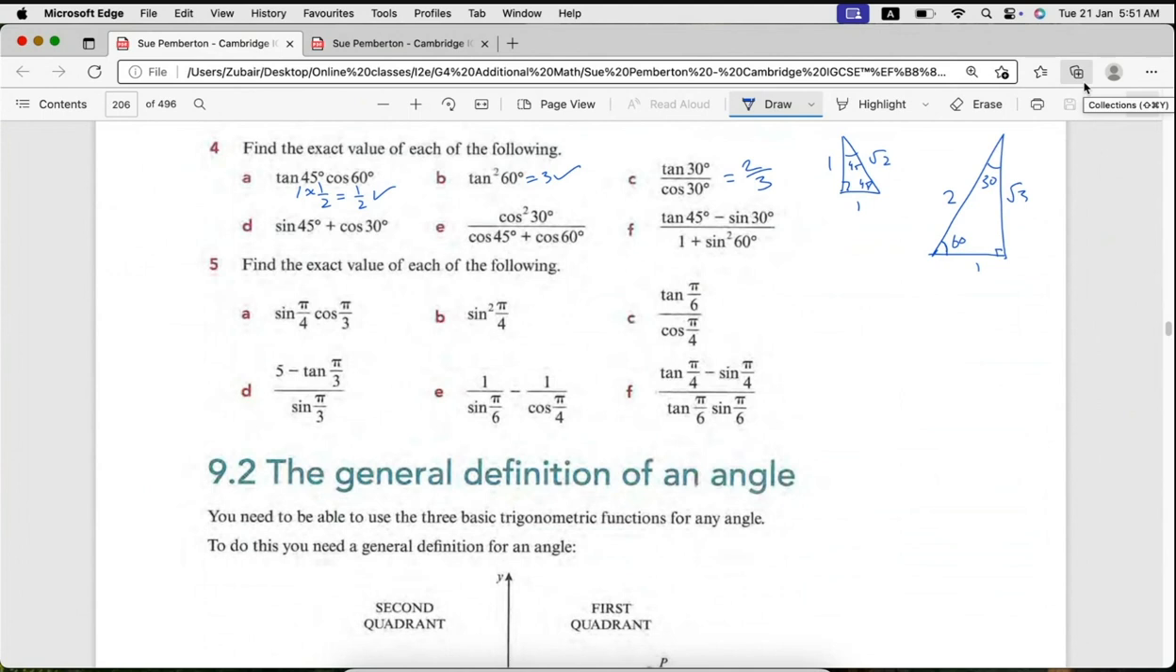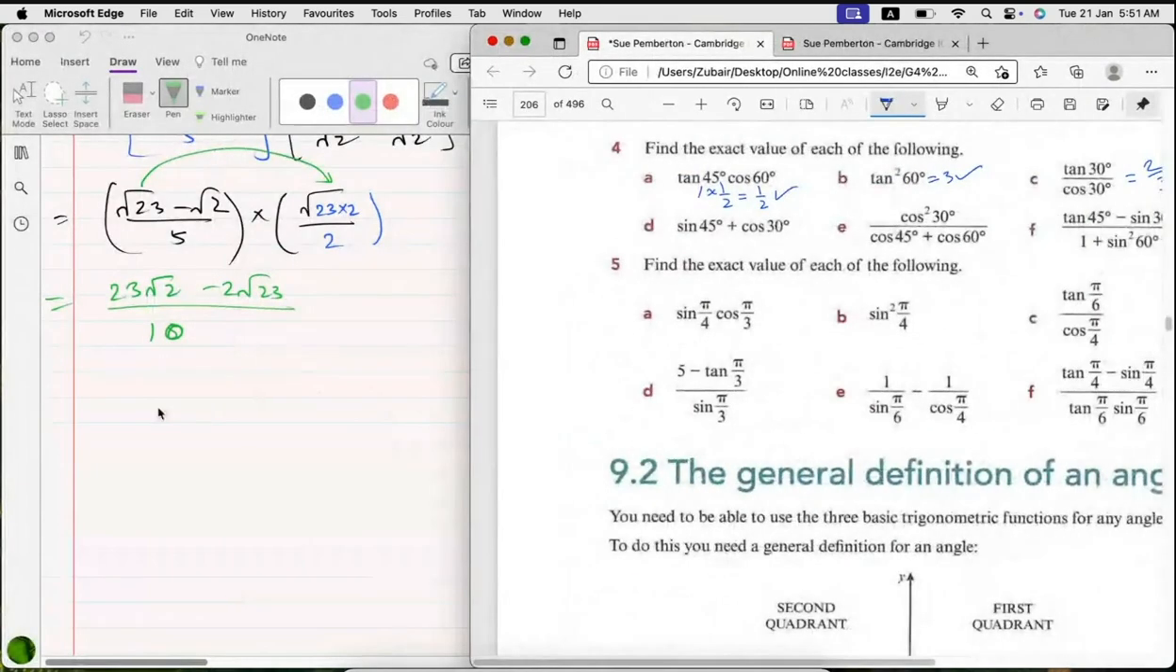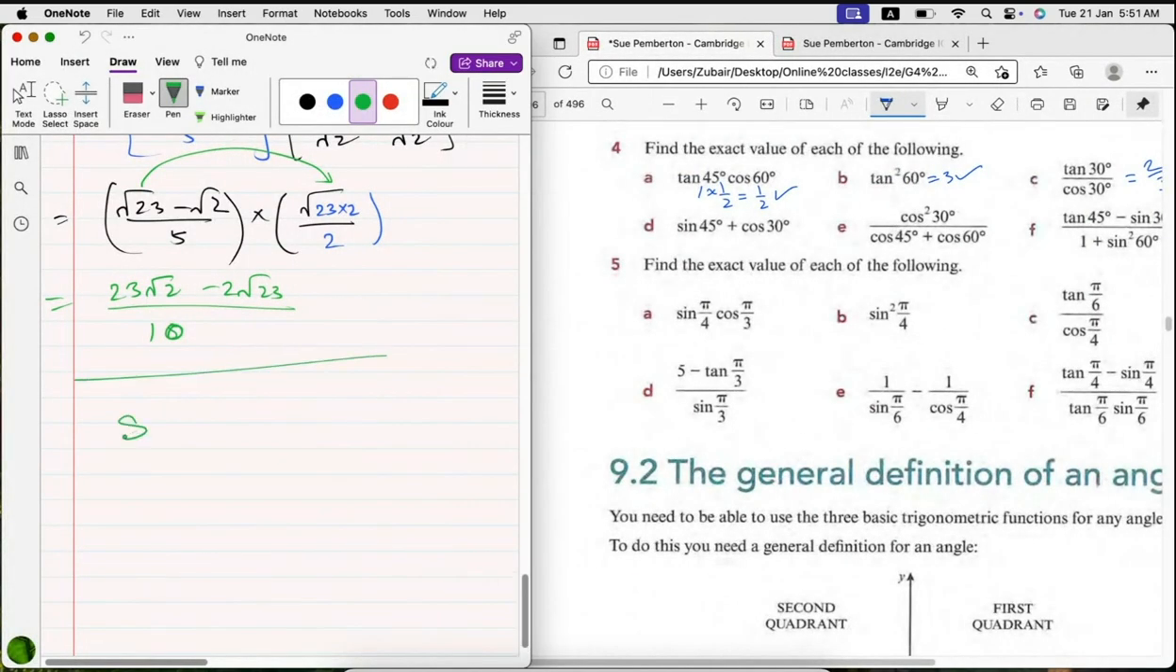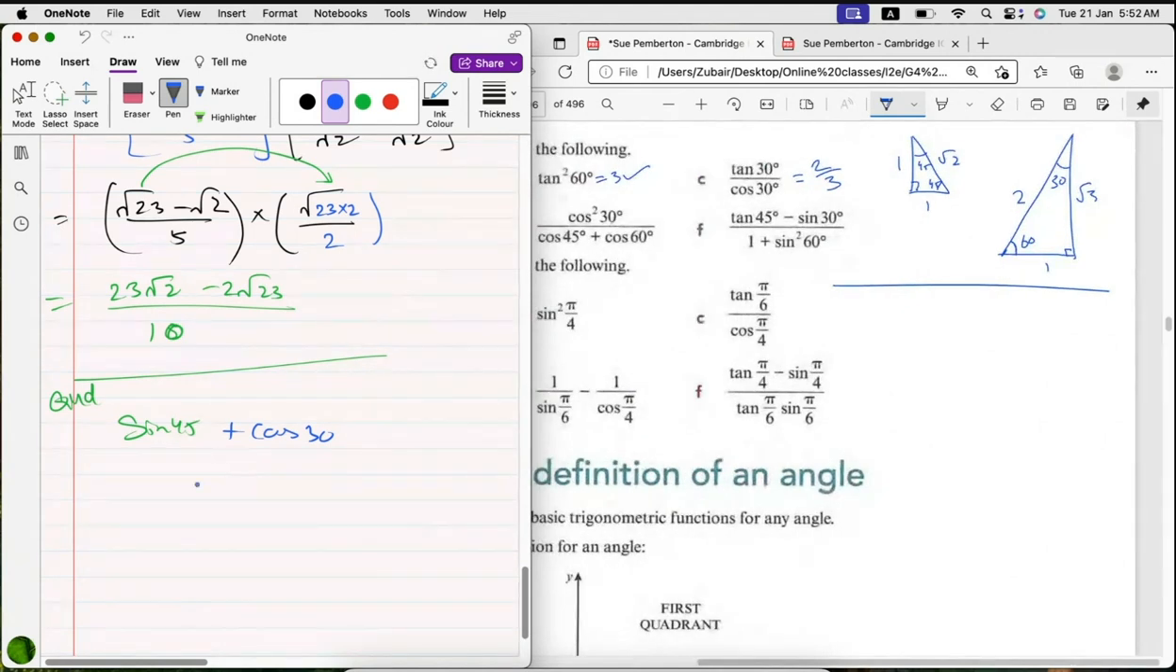I have both the values for D, the sine 45 and the cos 30. Adding them is... Okay, let me show you. Sine 45, this was question 4 D part, plus cos 30. And using the triangle, sine 45 is 1 by square root 2, and cos of 30 is square root 3 by 2.